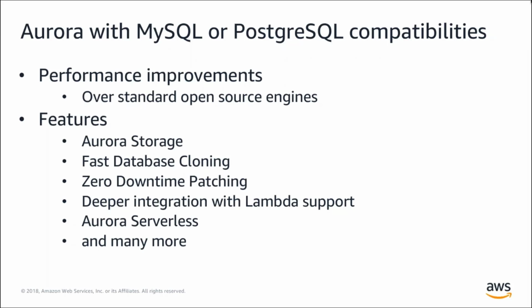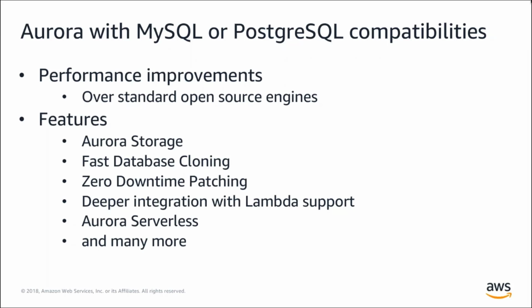One of the most important features is the Aurora storage. We'll talk about Aurora storage in the next slide. It also has features which will provide you with fast database cloning. Aurora storage is a copy-on-write storage, which allows us to give you lightweight database clones at any given point of time, spin up a copy and give a clone at that point.